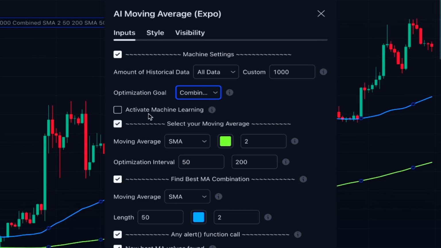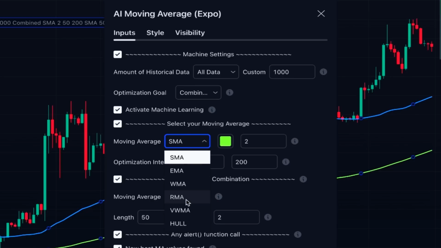And then here we need to activate machine learning for the moving average that is going to be calculated based on a machine learning algorithm. Here we have a list of different types of moving averages, like volume weighted moving average, Hull moving average, exponential moving average, and depending on your trading strategy, you may need to choose one of them. In this video, we continue with simple moving average, which is a basic moving average.